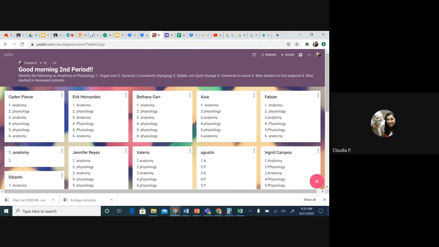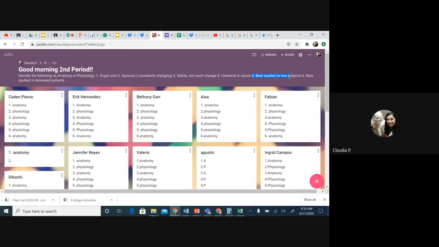We expect to see the size of the brain consistent from person to person, excluding disease, right? So anatomy. So I would put that in my Venn diagram, stable. And if you don't know what stable means, you want to add that, not much change. Number 4, chemical in nature. That is physiology. So very good. I see a lot of you put that. So digestion, enzymes, all of that requires chemicals.